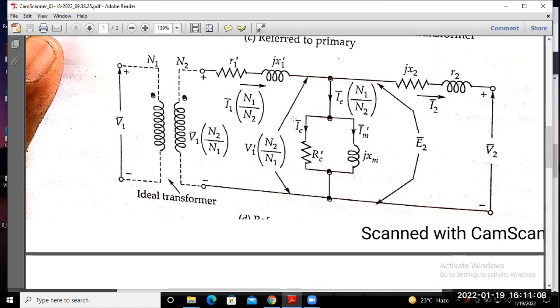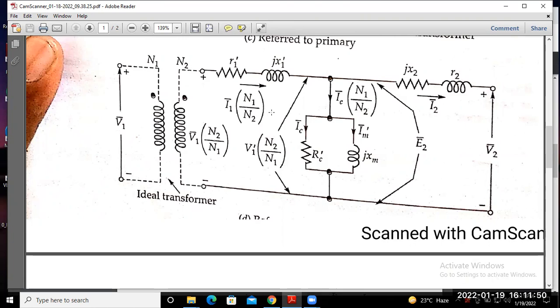Okay, now we denote the primary side parameters referred to the secondary side. So R1 becomes R1 dash towards the secondary side, and X1 becomes X1 dash, and I1 is scaled by N1 by N2, and V1 by N2 by N1, that means directly proportional. So V1 into the secondary side turns ratio divided by the primary side turns ratio is your V1 dash, that is nothing but N2 by N1. So this is the circuit representation referred to either side, primary or secondary.